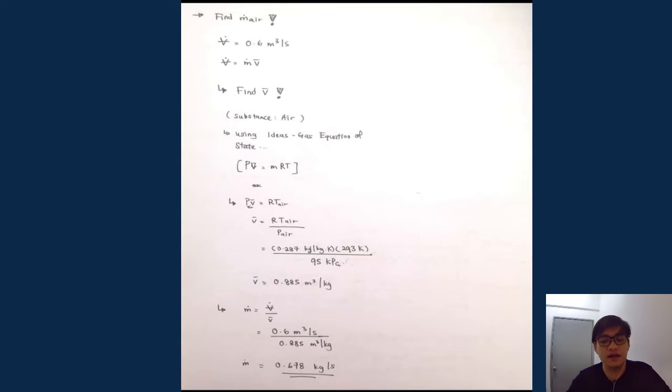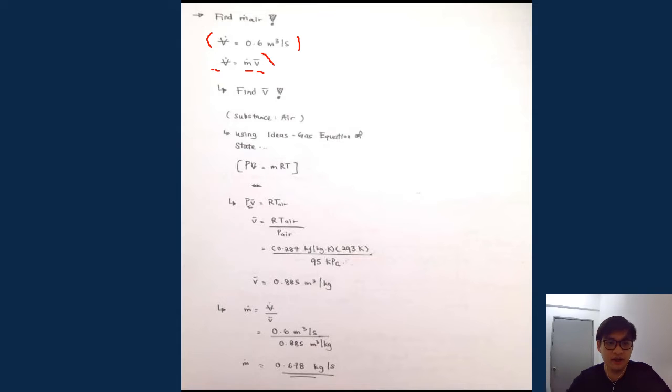Previously in the data in the air state, volume flow rate is given instead of mass flow rate. So we need to find the mass flow rate for the air state to help us find the rate of heat transfer for air and its outlet temperature. We know that the product of mass flow rate and specific volume is equal to the volume flow rate. We also knew, based on the given data, that the volume flow rate is equal to 0.6 meter cube per second.